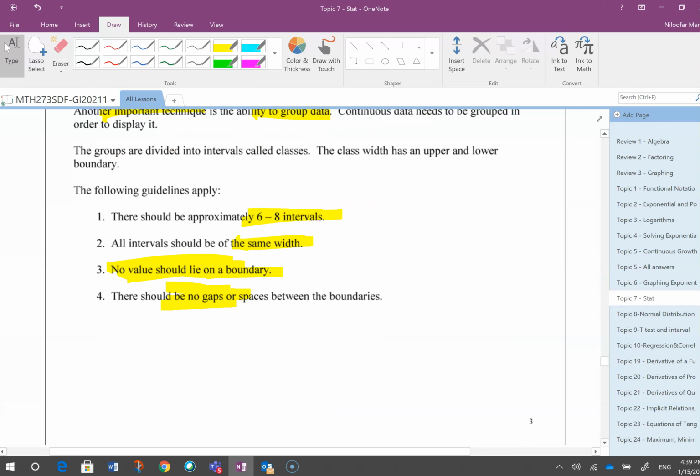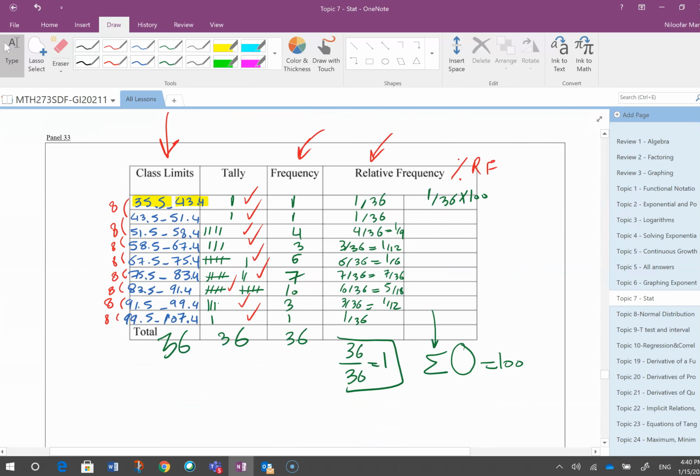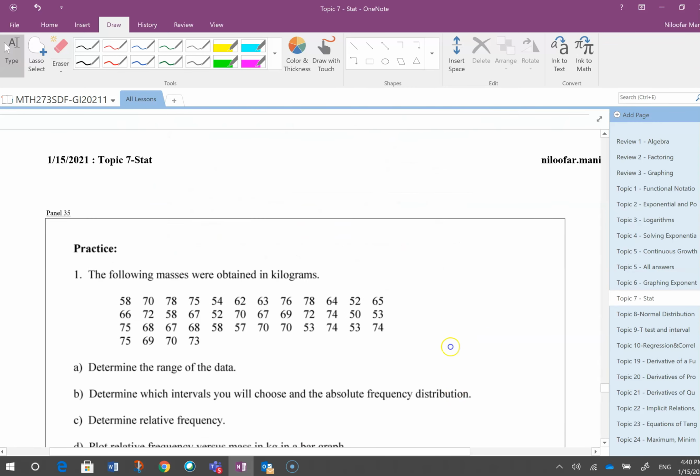So I divided between 6 or 7 or 8. Here I did 8. All the intervals are the same. There is no boundary which is at the beginning or end of the interval, or there is no gap. Yes, I know there is a gap from 0.4 to 0.5, but there is no data in this gap.